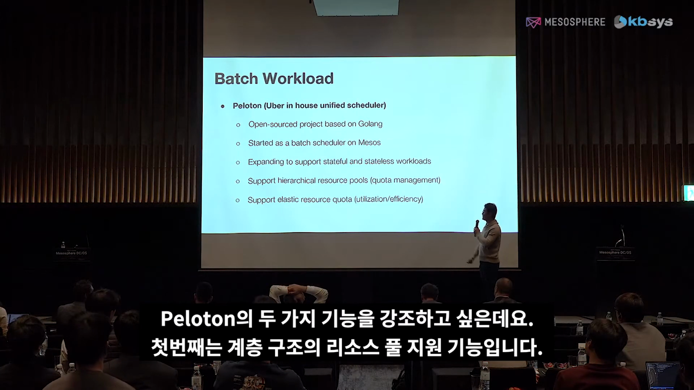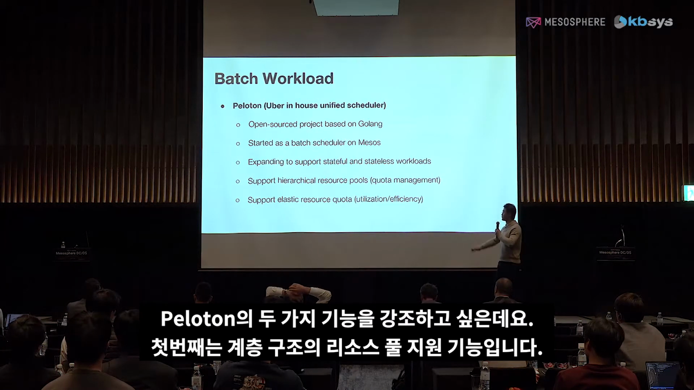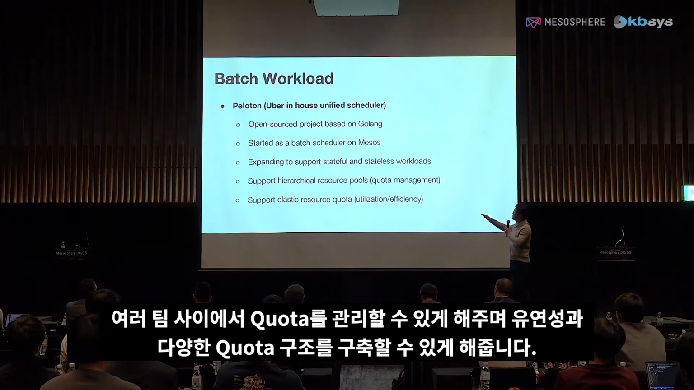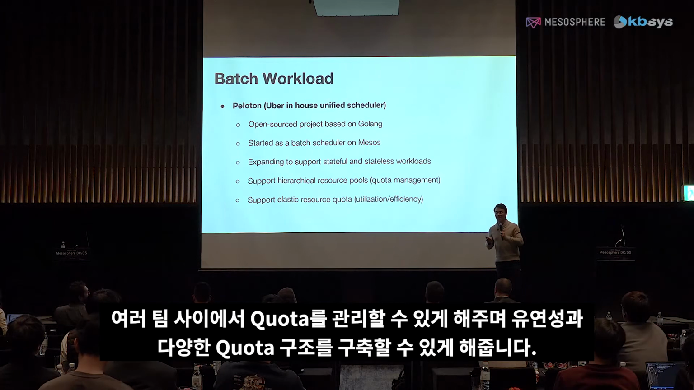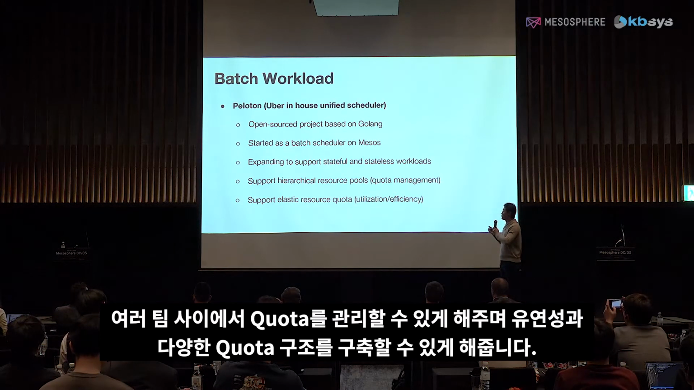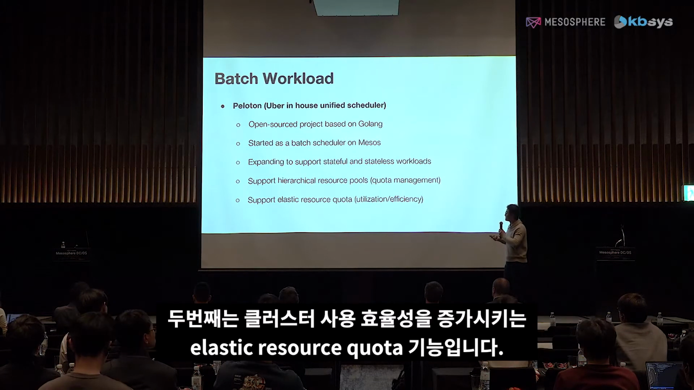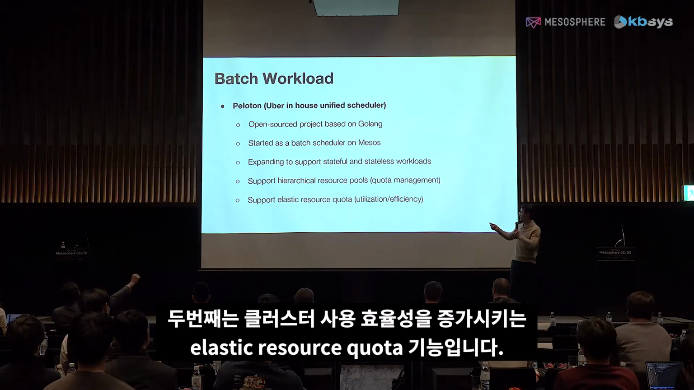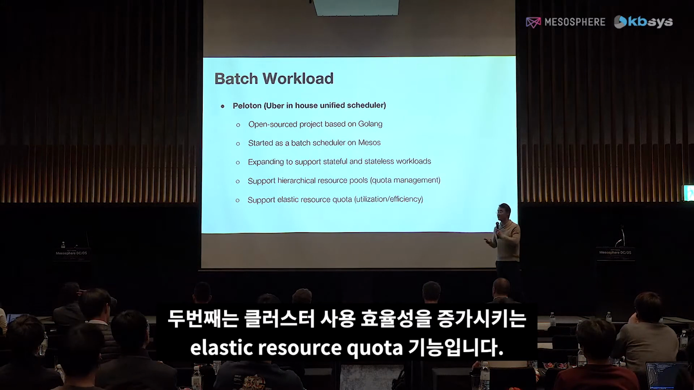There are two key features Peloton supports that I want to emphasize. The first one is that Peloton supports hierarchical resource pools, which enables you to manage your quota among a lot of different teams more flexibly, and gives you the power to construct the different kinds of quota structures you need. The second thing is the elastic resource quota, which you can leverage to gain a lot in increasing your cluster utilization efficiency.